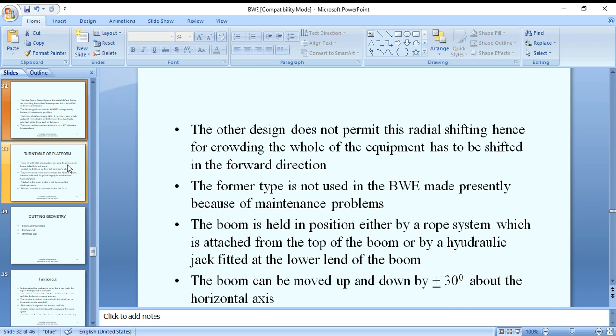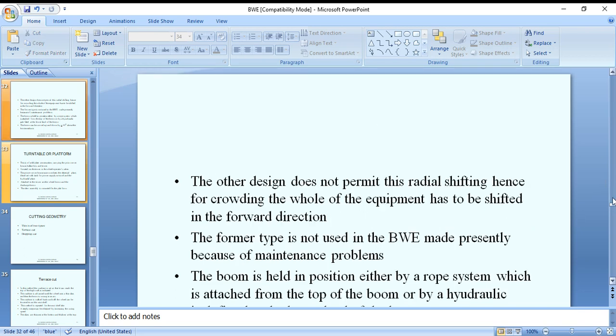The boom is held in position either by the rope system, which is attached from the top of the boom, or by the hydraulic jack fitted at the lower end of the boom. These are the basic changes in the latest models. The boom can move up and down by plus or minus 30 degrees. You can observe the figure also, up to 30 degrees about the horizontal axis. This is very important as far as the function is concerned.